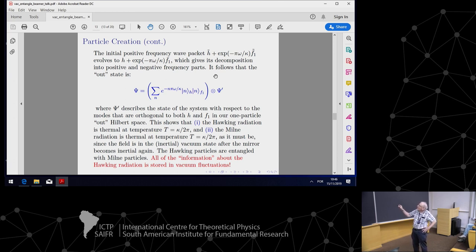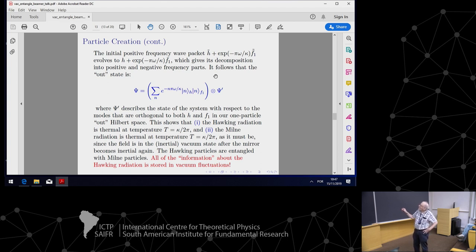But this is a pure state. So in this very precise sense, the Hawking particles are entangled with vacuum fluctuations in the final vacuum state. And all of the information, in the same sense as being used in the black hole information issue, about the Hawking particles comes out after the mirror has become inertial again, and it comes out in the form of vacuum fluctuations that are entangled with the Hawking particles.